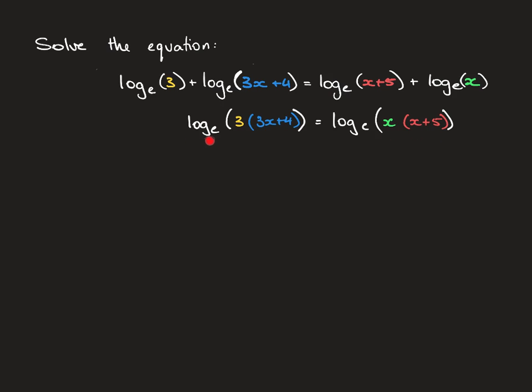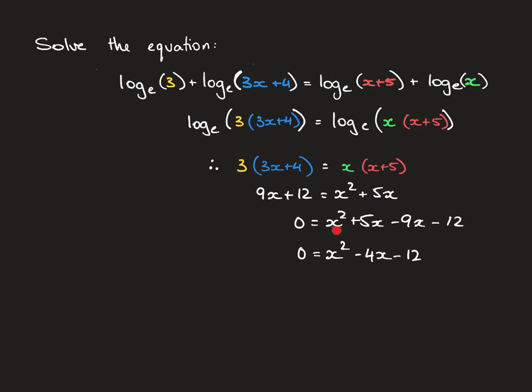What I've now got here is log of something equal to log to the same base of something else. Therefore, we can equate the values that we're finding the log of, because if log of this thing is equal to log of that thing, then the two things must be equal to each other. So let's go ahead, expand these out and solve. I collect all my terms onto one side and I end up with a quadratic. When I solve that quadratic, I get two answers, 6 and -2.